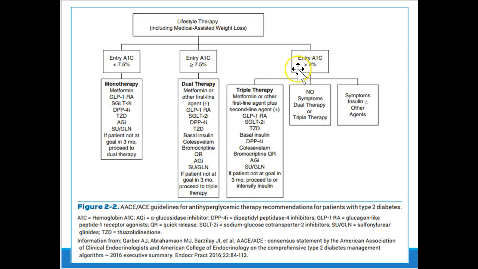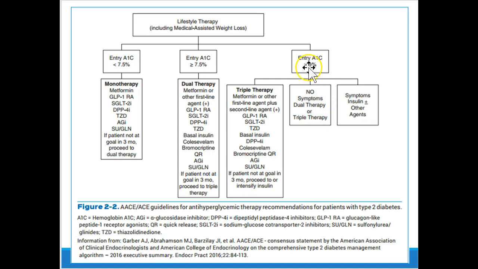And greater than 9%, you're going to do triple therapy, which again is more aggressive. They'd say 10 to 12% for ADA. You have metformin plus another first line agent plus a second line agent. So you're looking at something like metformin, GLP-1, SGLT2. Symptoms, if you have no symptoms, dual therapy or triple therapy might be considered.